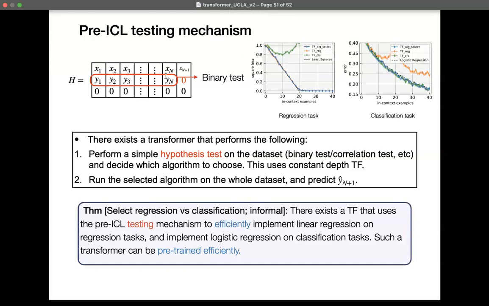Okay, so for this particular classification versus regression task, we theoretically show that there exists a transformer that uses the ICL testing mechanism to efficiently implement linear regression on the regression task, and implement logistic regression on the classification task. Such a transformer can be pre-trained efficiently. So this explains this experiment, where in this figure the transformer can do this.